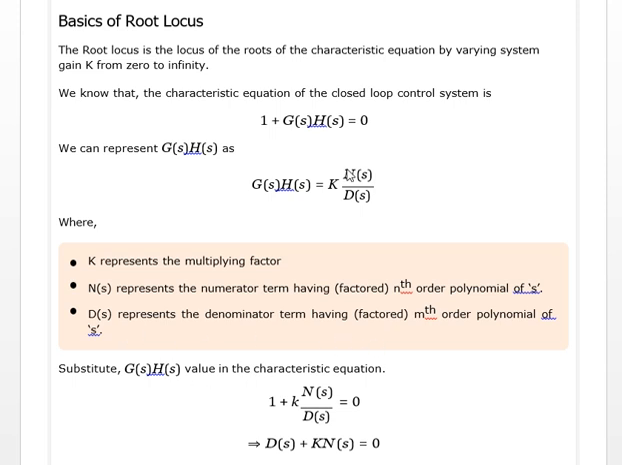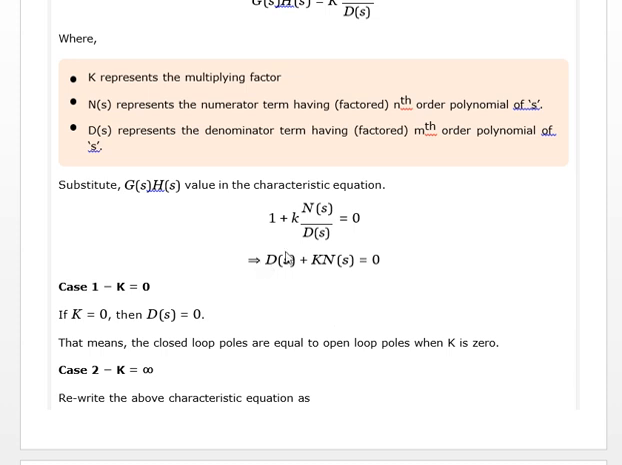While substituting these values of G(s)H(s), we get this equation, that is, D(s) plus K times N(s) is equal to 0. Here we are discussing certain cases. Case 1: if K is equal to 0, then D(s) is equal to 0. That means the closed loop poles are equal to the open loop poles.